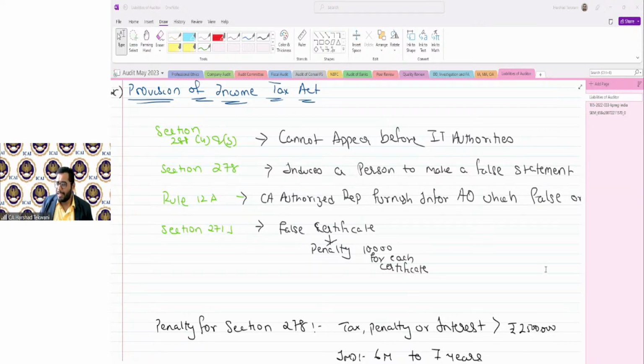Okay, so there's a question: what is the difference between section 278 and 271J? See, in 278, I induce a person to make a false statement. I induce a person, saying please make a false statement, that way. But in case of 271J, I make the statement in my own professional capacity. So there's a difference between both. In 278, the statement is made by another person, but in 271J, I make the statement in my own professional capacity.